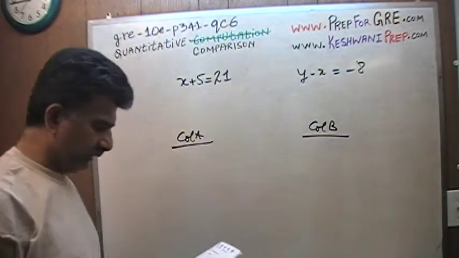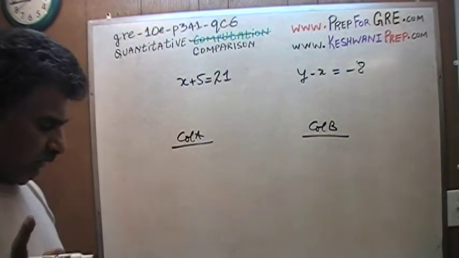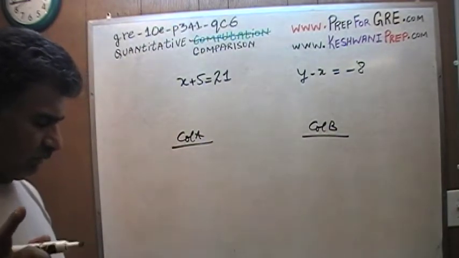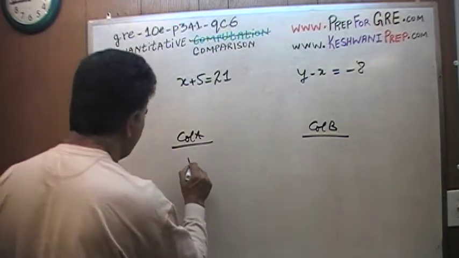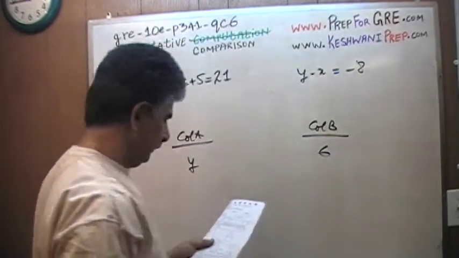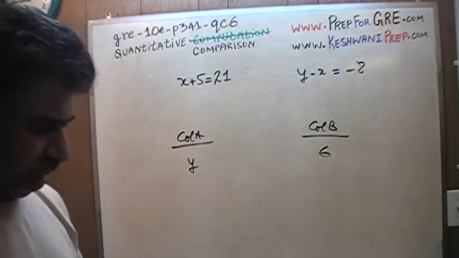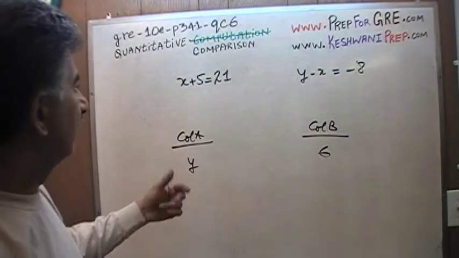Pay attention, okay? It's very important that you pay attention, otherwise your logic would tell you that you're probably comparing x versus y. It is not x versus y. Here we have y and here we have 6. That's what they want you to compare, y versus 6. In other words, we have to figure out the value of y.